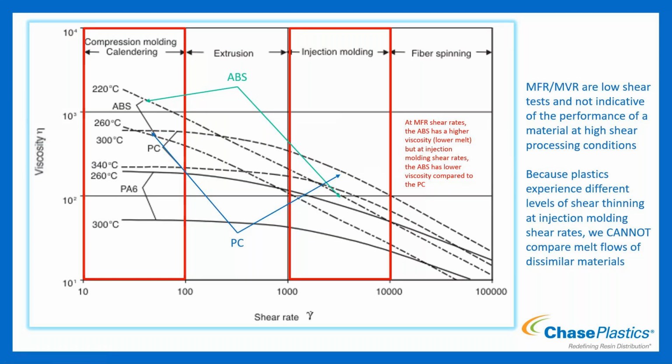Then we move over to the shear condition for injection molding. You can see that they flipped. The ABS has shear thinned more, and it has a lower viscosity now than the polycarbonate. It is flowing easier and better than the polycarbonate is. So although on a data sheet maybe one says 10 and one says 20, what they actually experienced during injection molding has now changed because they are two different materials that shear thin differently. This is why we don't compare dissimilar materials. We don't compare their melt flows.